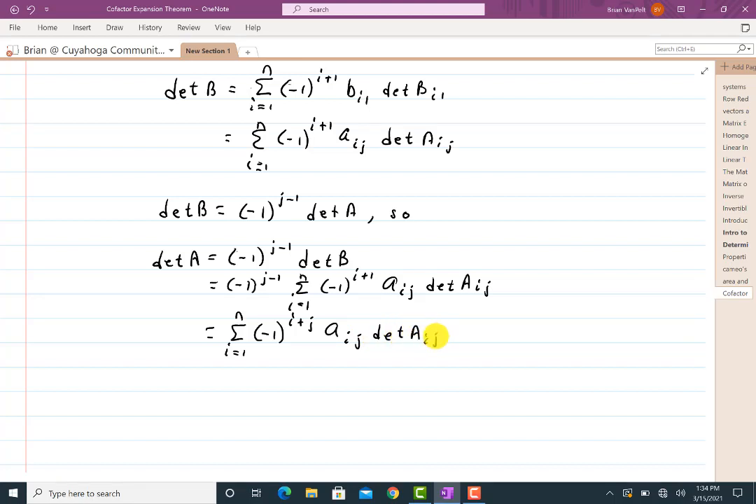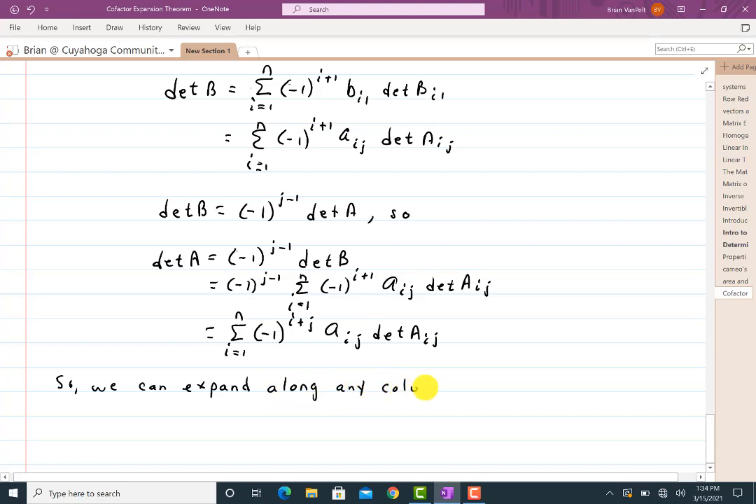And that finishes the proof for column J. So we can expand along any column since the determinant of A equals the determinant of A transpose. We can also expand along any row. And that finishes the proof.